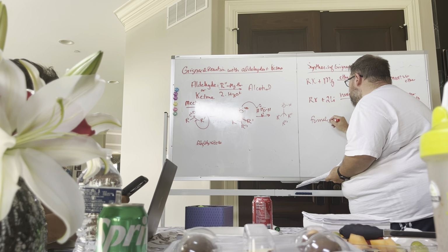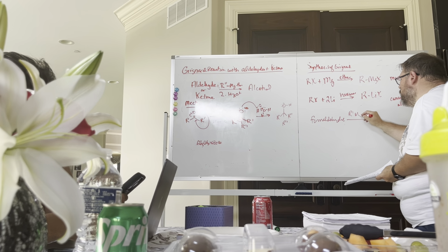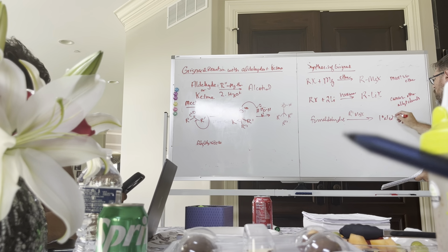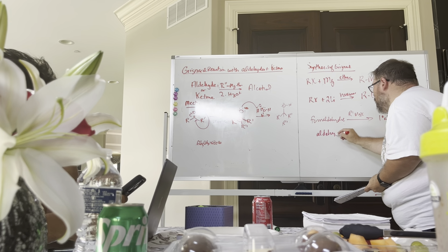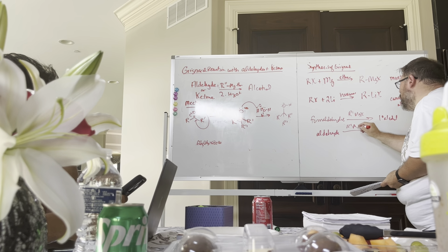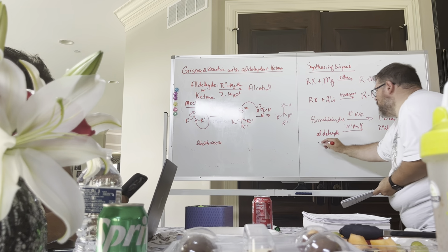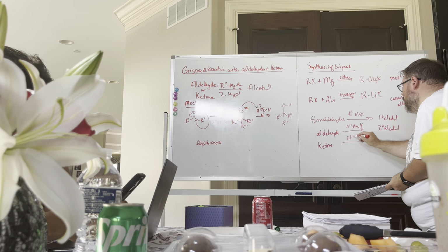Formaldehyde with the Grignard, that's going to create the primary alcohol. Regular aldehyde, that's going to make the secondary. And then your ketone will make your tertiary.